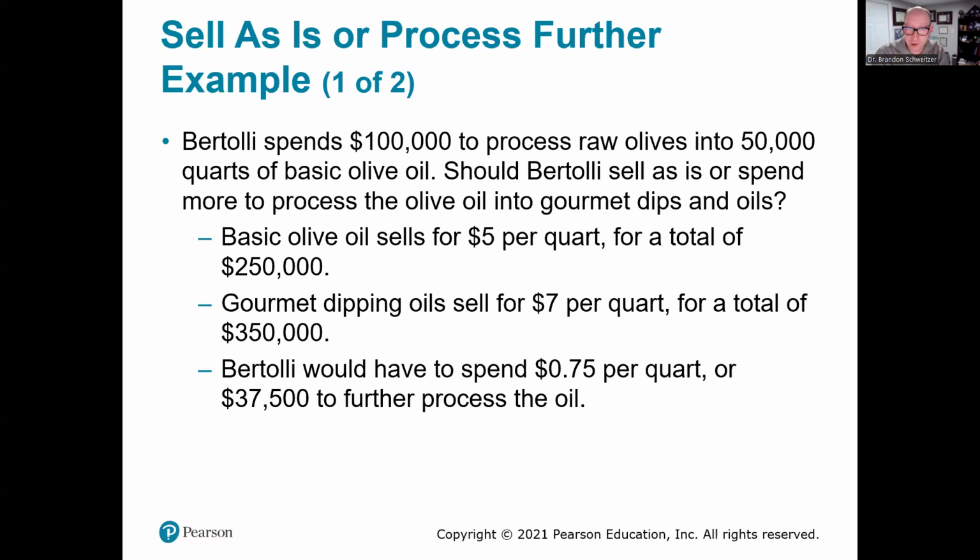Basic olive oil sells for $5 a quart, for a total of $250,000, of course $5 times the 50,000. So $250,000 if we just sell regular olive oil. If we produce it further into dips, we can sell it at $7 a quart for a total of $350,000 in revenue. We would have to spend an additional 75 cents per quart, or $37,500, to process the oil further into a dip.